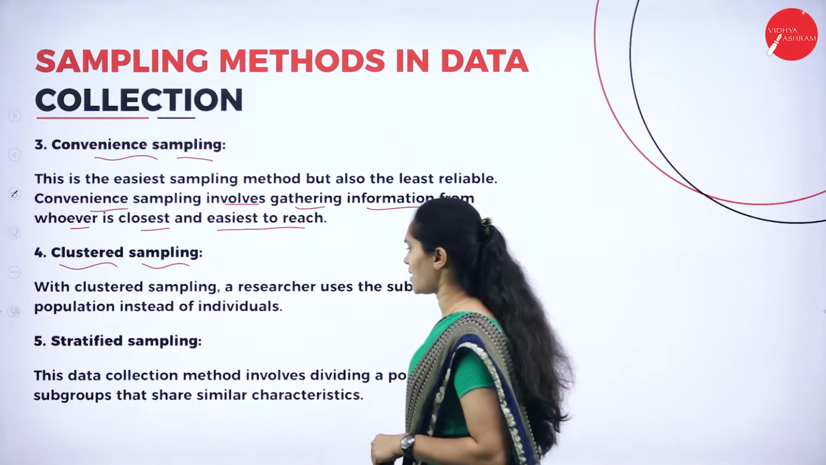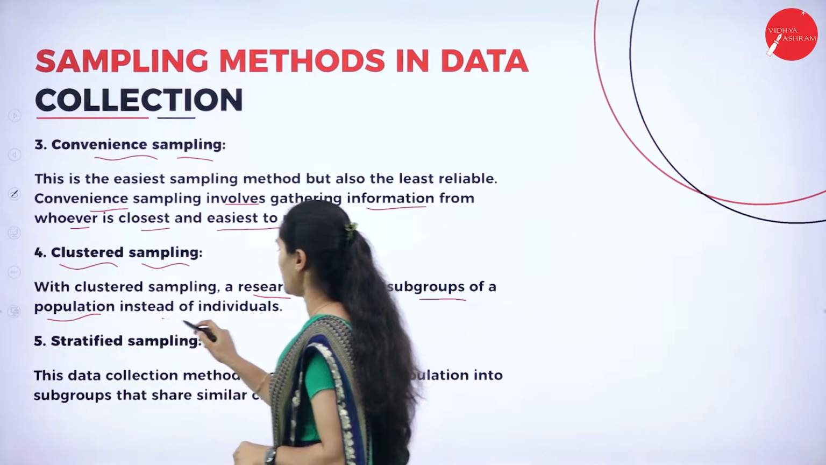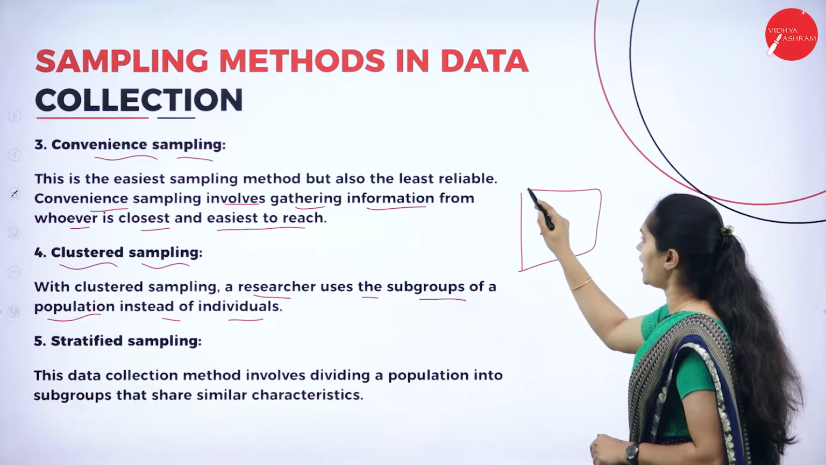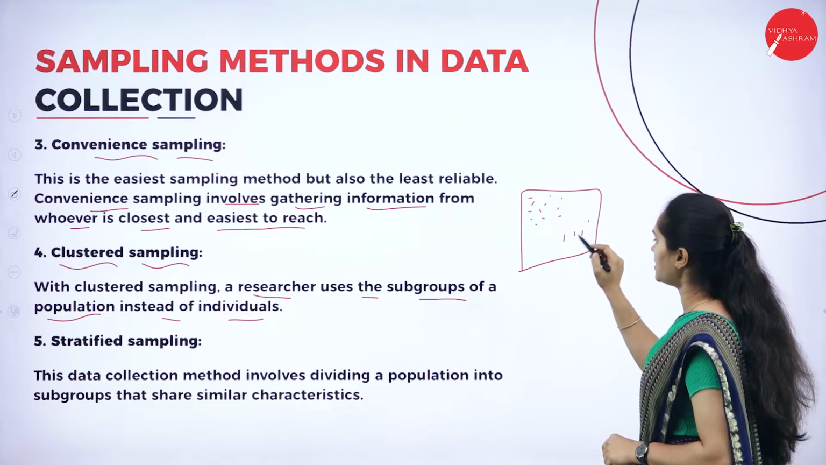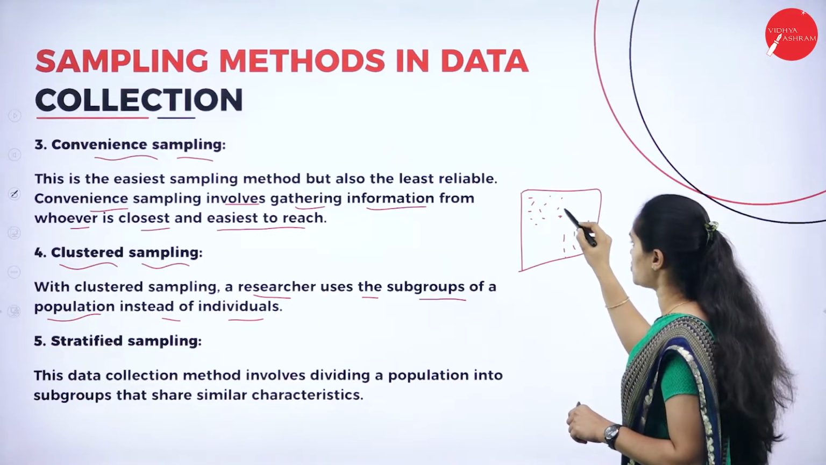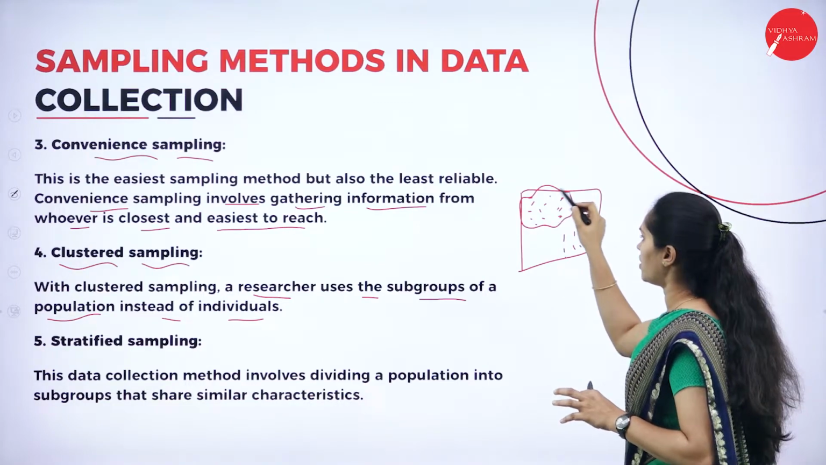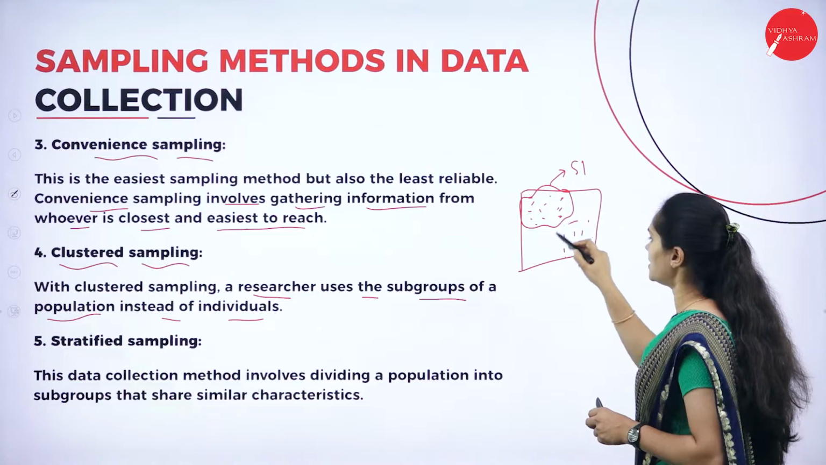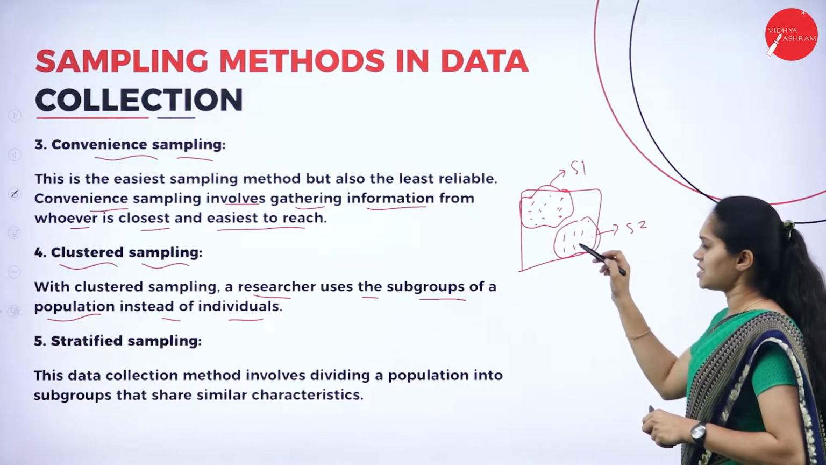Next we have cluster sampling. In cluster sampling, researchers use subgroups of a population instead of individuals. For example, consider I have several sets of data. Instead of reaching each individual, I will group some data as one sample, and I will consider another set of individuals as another sample. So this is the clustering method.